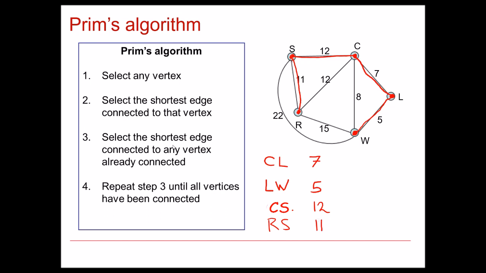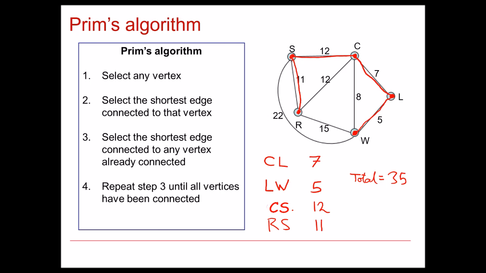So I've finished the algorithm itself. I can see my tree there. So everything that's red there is my tree. And the only other thing I need to do is write down the total weight, which if I add these numbers up gives me 35.